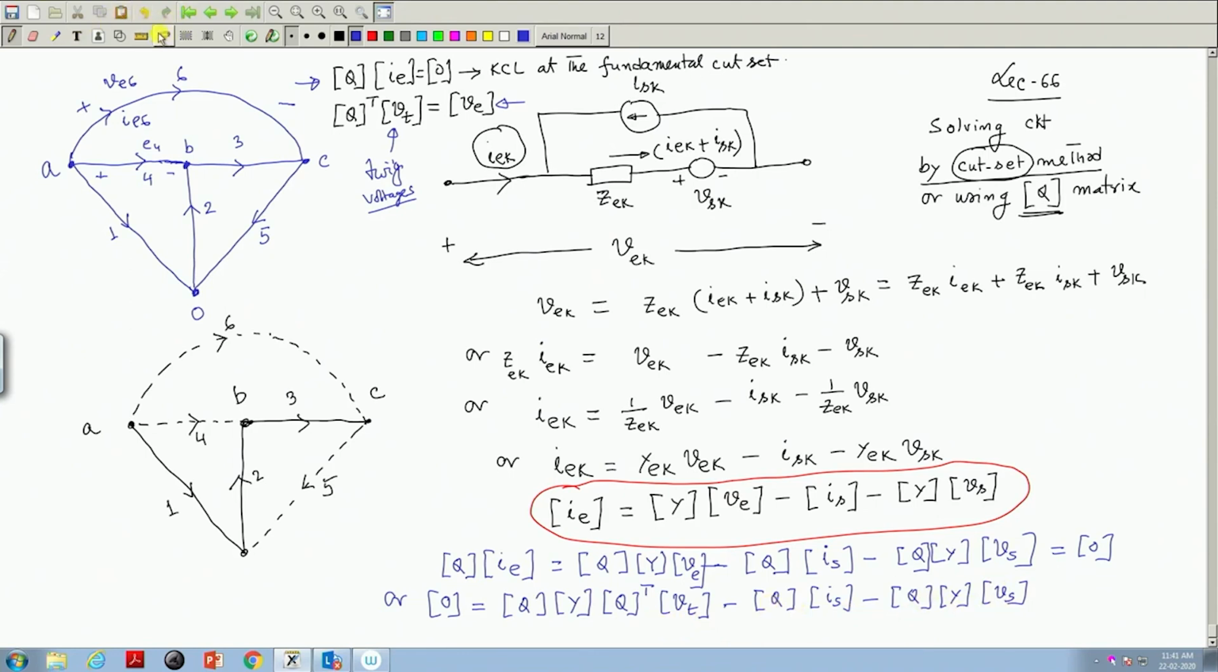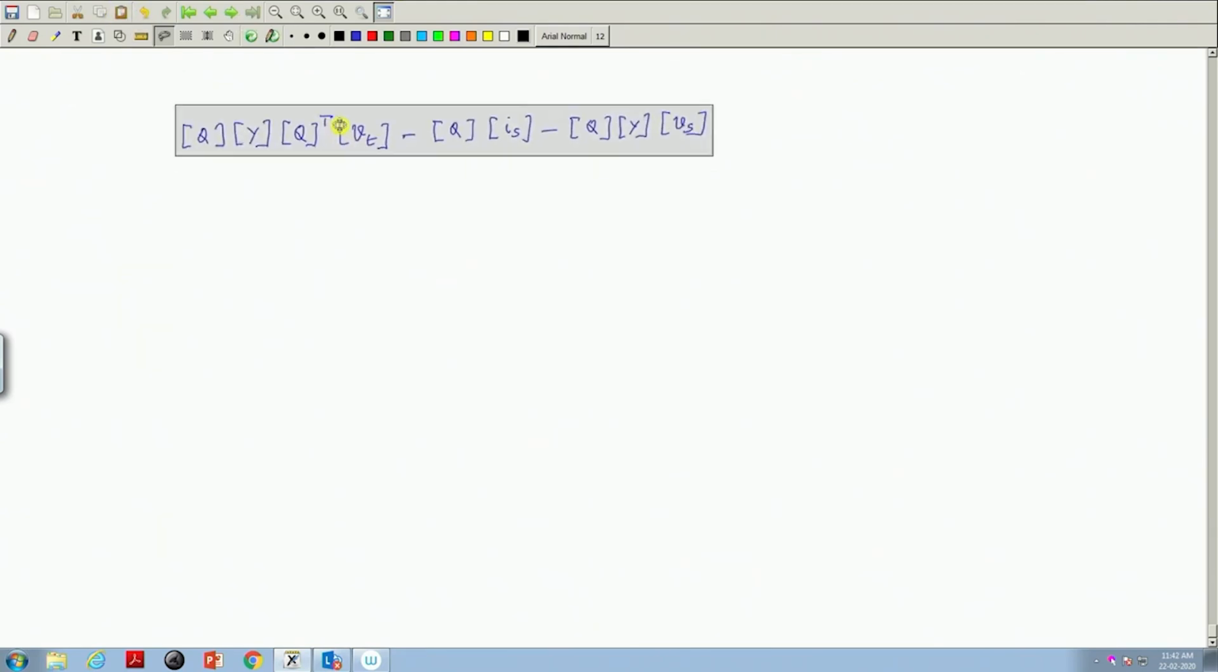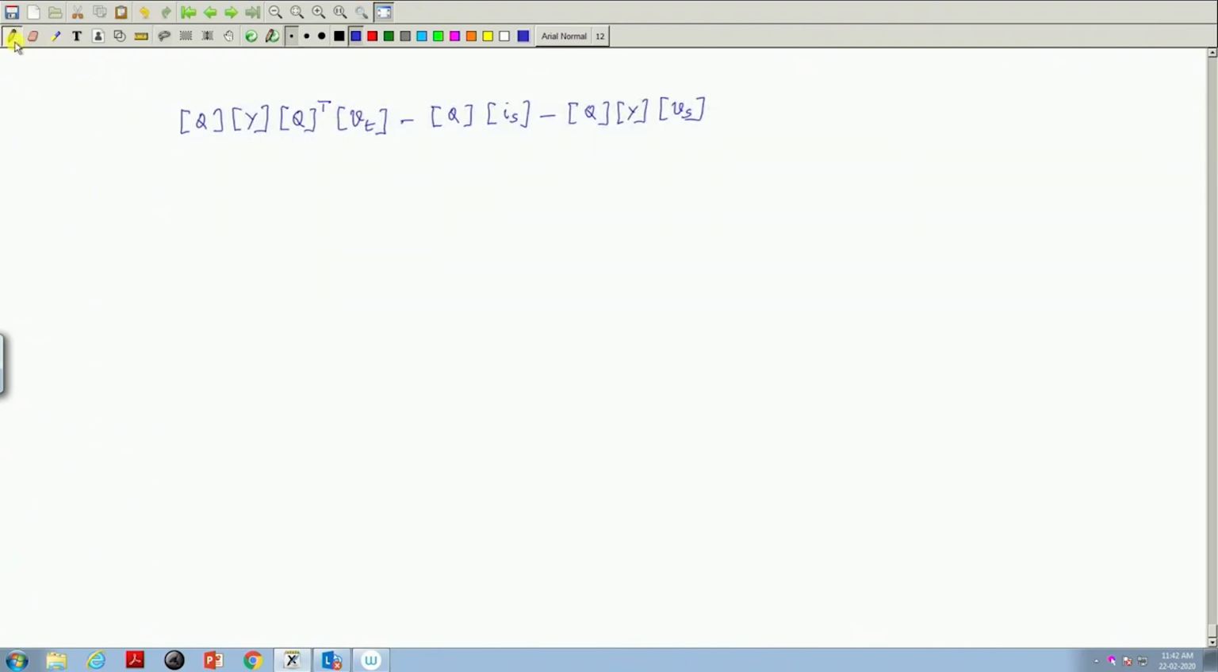So, this equation is the central equation to find out the currents in the circuit. So, this you copy and paste it in the next page. So, this is the thing, and this is equal to 0.